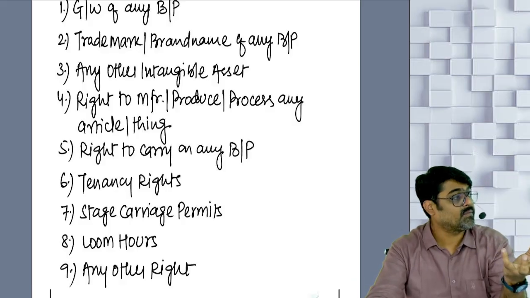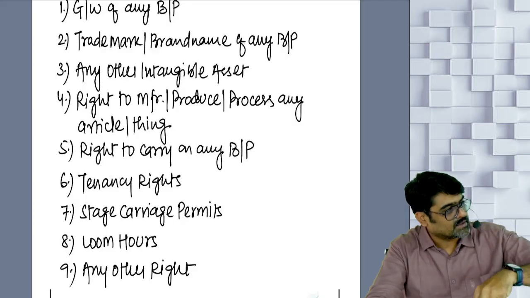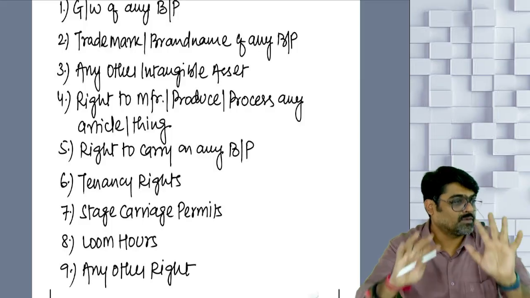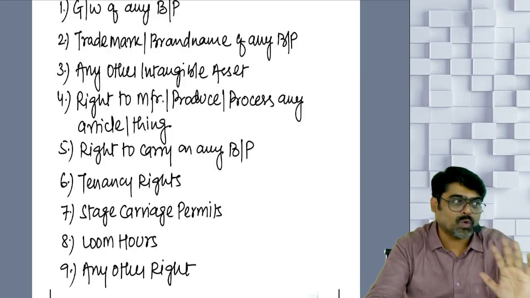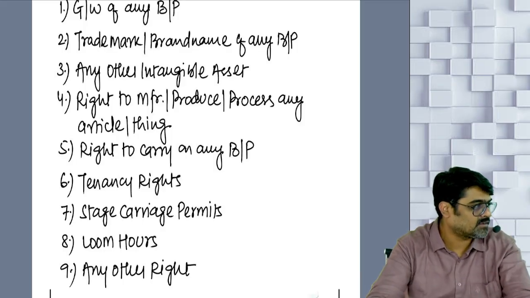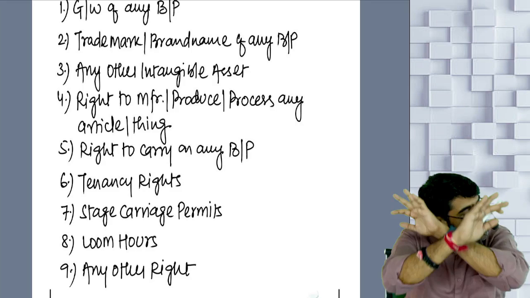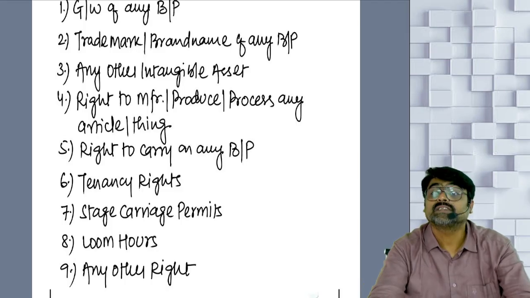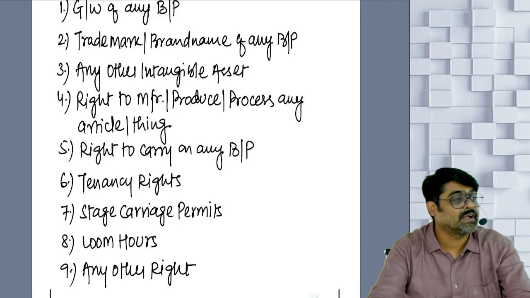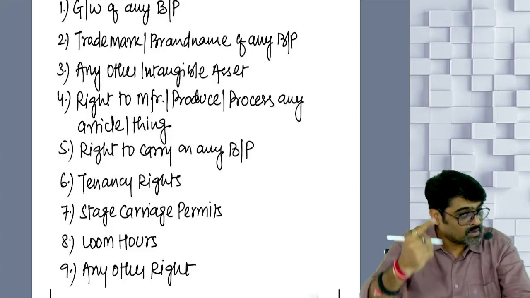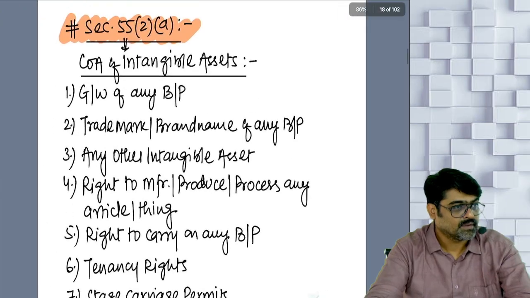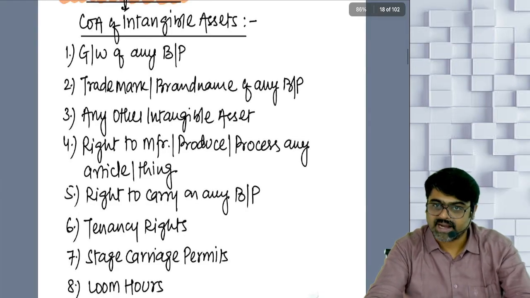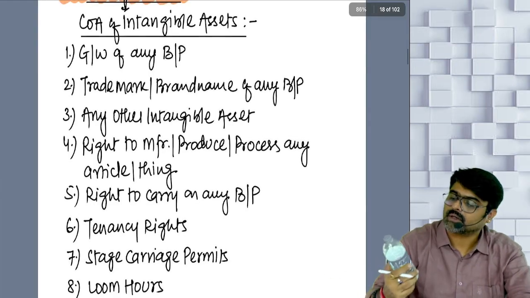Now 2 years back when they came with an amendment, in this section they introduced all other intangible assets, all other rights. So now this section does not talk only about specified intangibles. Now this section talks about all intangible assets, all the rights. Understood? Which assets? All intangible assets, all rights. So now you have to remember these names. First name, goodwill. Goodwill of any business, any profession. Second one, trademark or brand name of any business or profession.